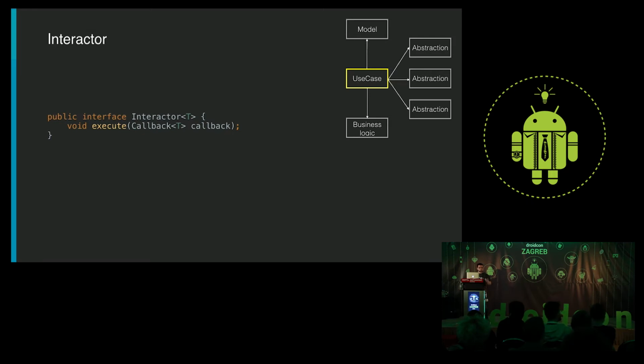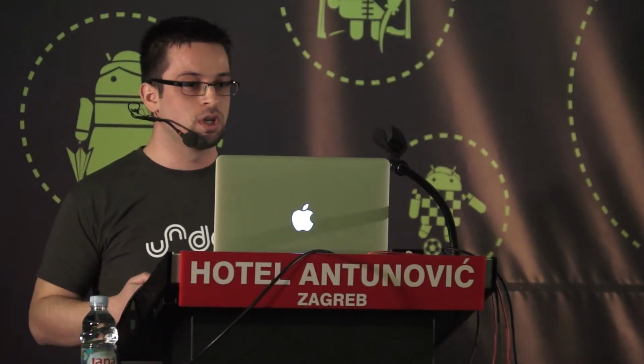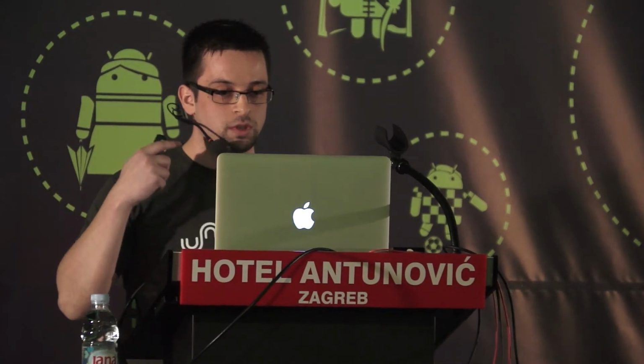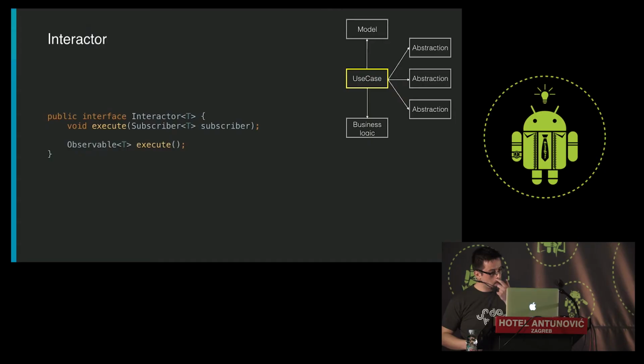But as I said, I like to keep all the stacks reactive. I will keep reactive programming across the stack, and therefore I'm defining my interactors like this. Basically that's the same thing, a void execute method, but instead of a custom callback, we're going to pass a subscriber, which is a reactive subscriber, of course. Additionally, I define one more execute method, whose implementer's job is to transform the business logic execution into a stream. And I'll show why that is useful in a code snippet in future slides.